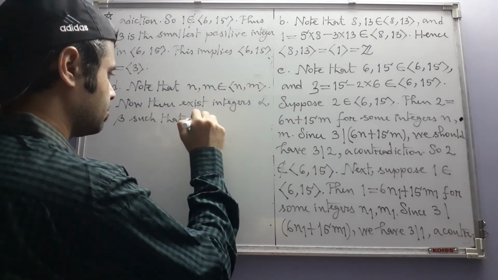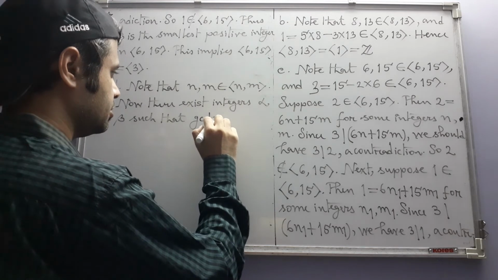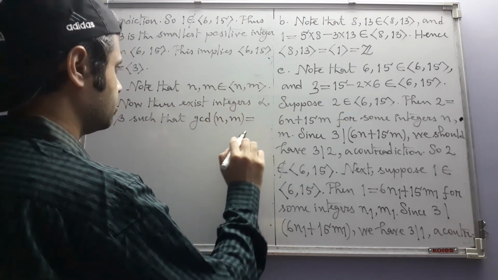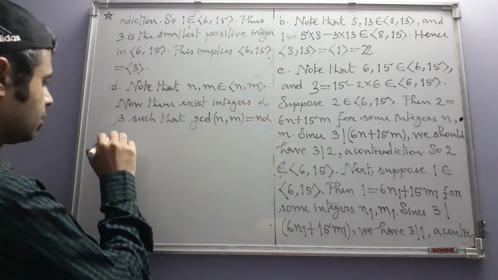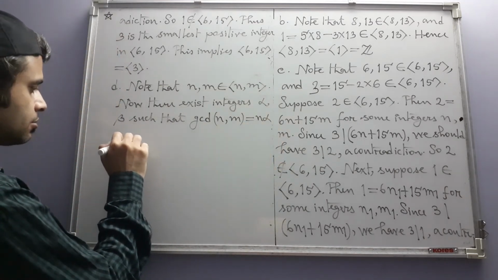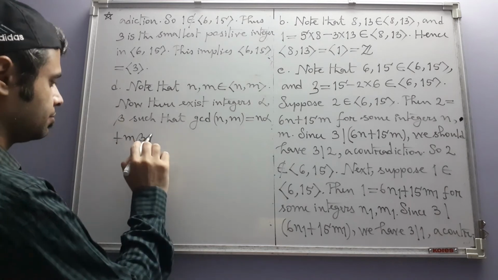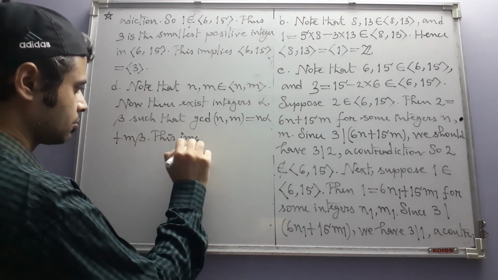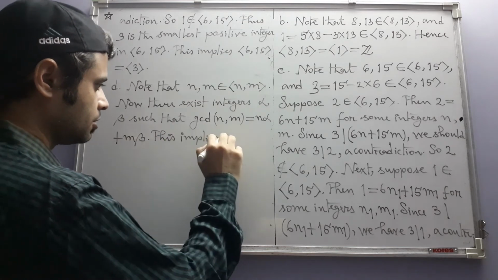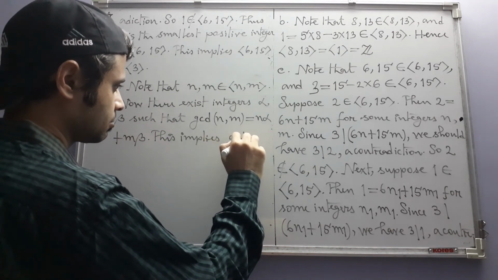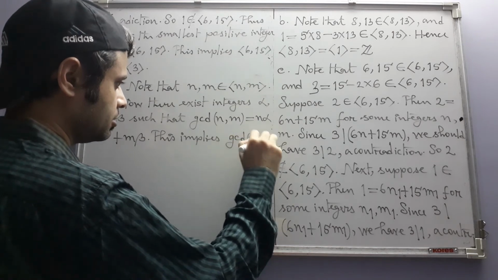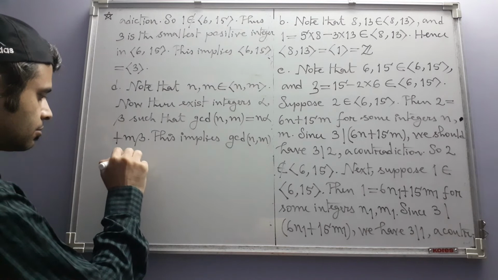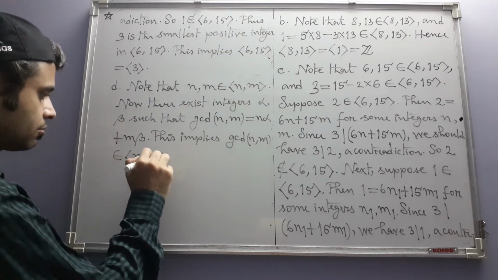Such that the GCD of n and m is equal to n alpha plus m beta. This implies that the GCD of n and m belongs to this.